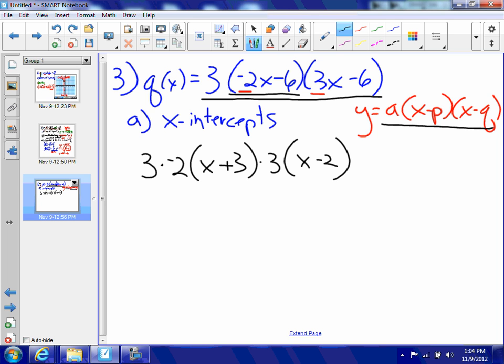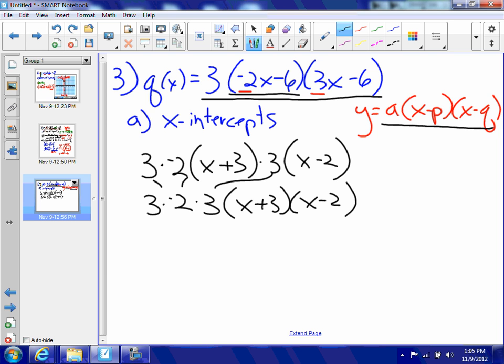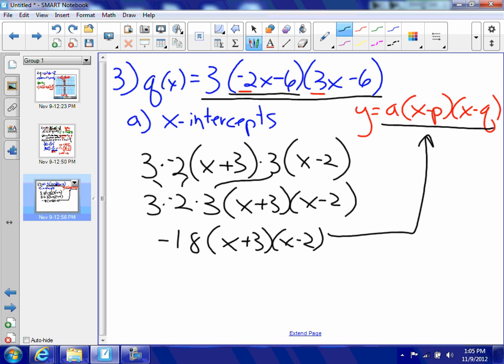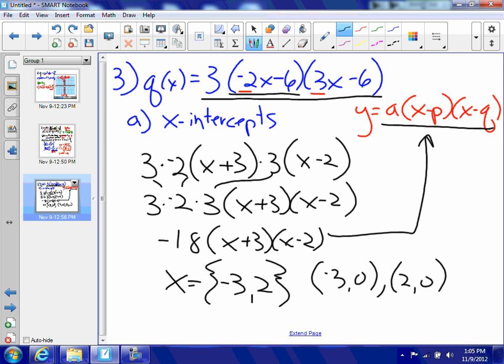Now I can rearrange this a little bit. I can go 3 times negative 2 times 3. I'm just bringing all these monomials over into one section of this equation, and then x plus 3, x minus 2. This gives me negative 18 times x plus 3, x minus 2. And that is in intercept form. Since that's in intercept form, I know that my intercepts are negative 3 and 2. Or some people wrote, and this was totally good, them as ordered pairs: negative 3, 0, and 2, 0. Those are my x-intercepts.